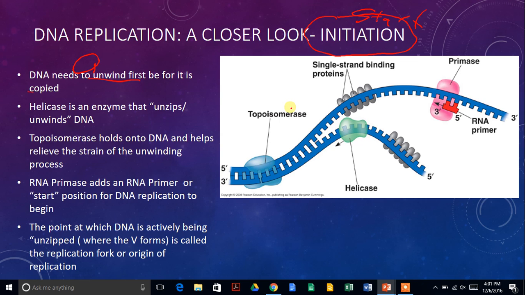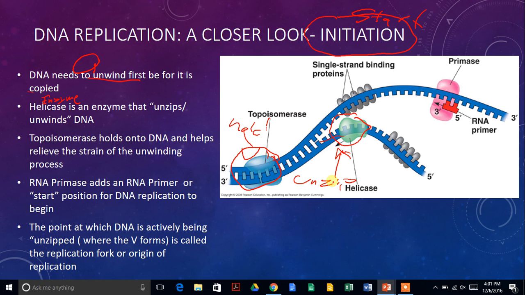So helicase is an enzyme, and its job, here's a picture of helicase, is to go down and unzip or unwind DNA. Because DNA is a twisted double helix, to be able to unzip or unwind DNA, you kind of have to straighten it out and hold it and relieve the strain. And that's what this enzyme topoisomerase does. It relieves the strain and kind of holds on to DNA so helicase can unzip it. So we hold it and we unzip.